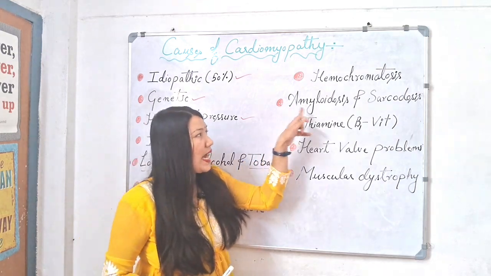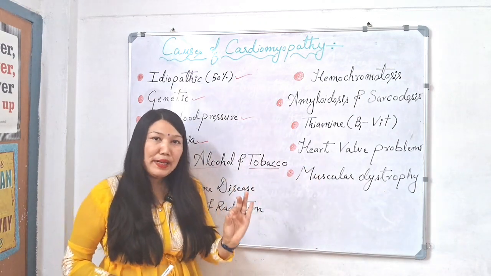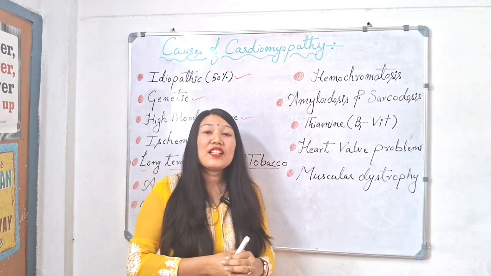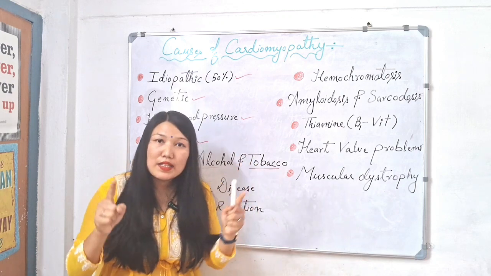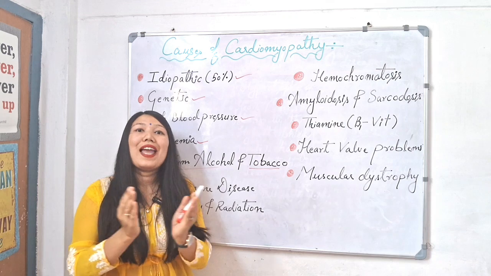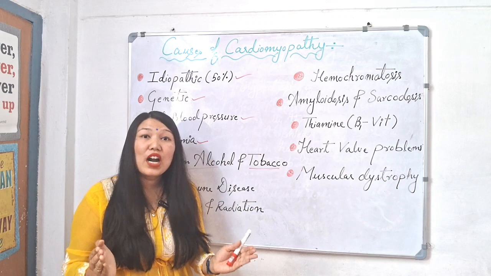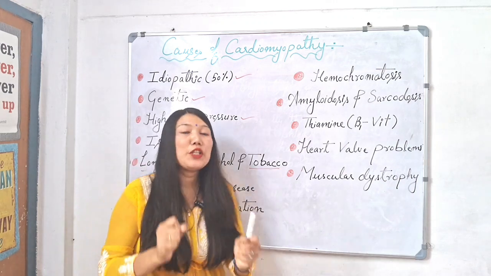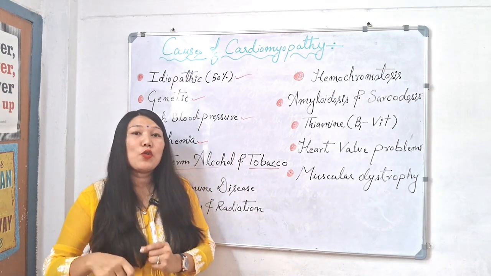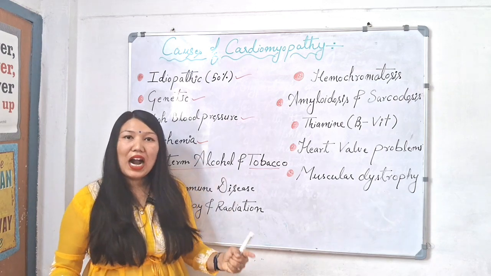Next we have amyloidosis and sarcoidosis. Amyloids means proteins. If extra protein is deposited into our cardiac cells, then those extra proteins create rigidness and stiffness in the heart muscles. Due to that stiffness and rigidness, our heart will not be able to dilate properly and blood will not be able to fill properly. So it is called restrictive cardiomyopathy. Due to extra protein deposited into our cardiac cells, into our muscles, there will be stiffness or rigidness formation in our heart cells.